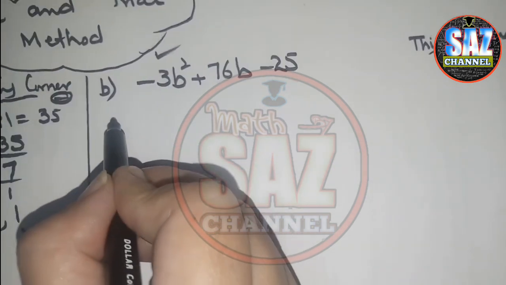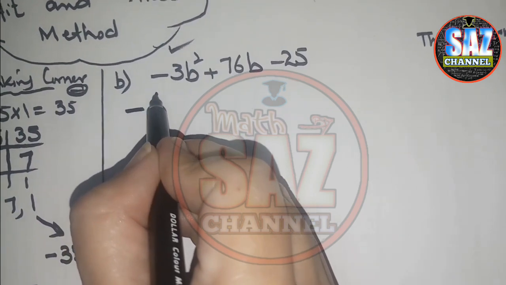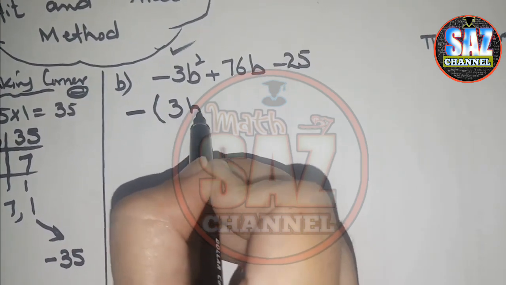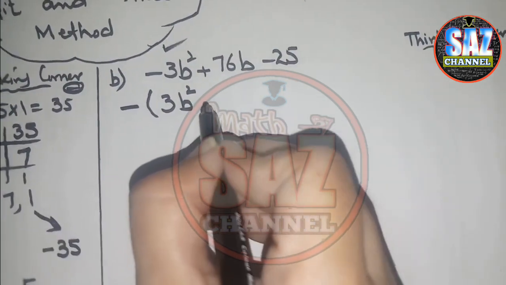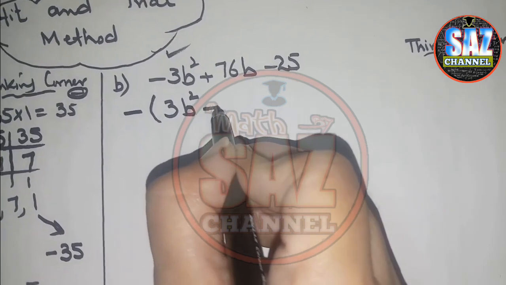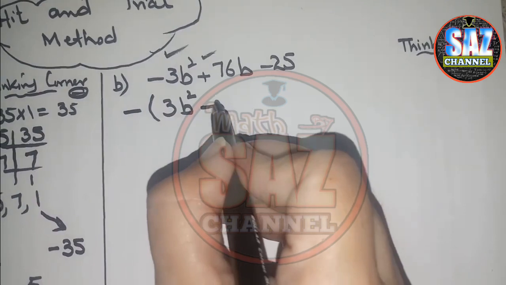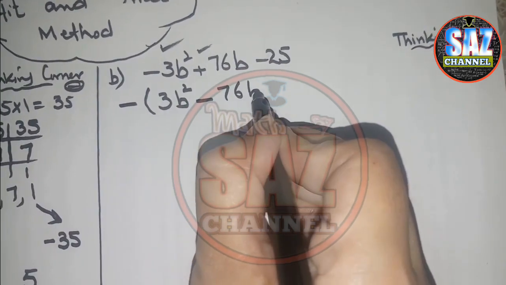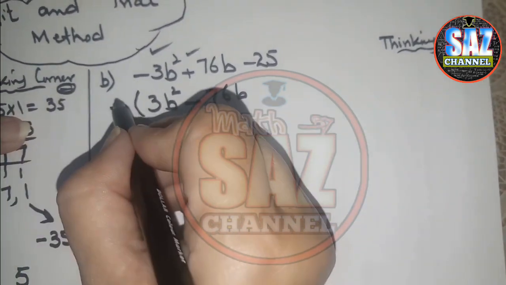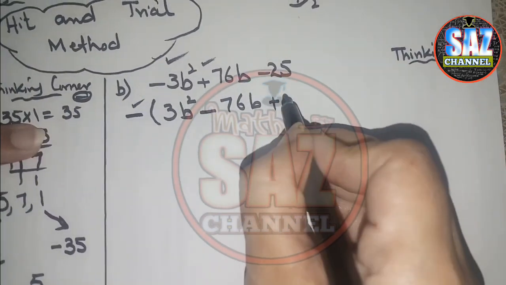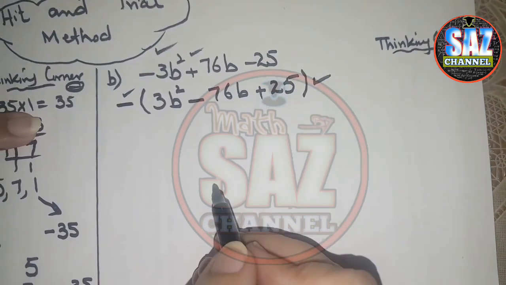But my square term has a negative sign. So what I will be doing, I will be extracting this minus sign out and I'll write 3b square, and 76b was already positive. So I should mark such a sign which after multiplication with this sign can give me this sign plus back. So I'll write 76b, and then from minus 25, minus is already taken out, so I will be marking positive 25. Yes, I hope this step is clear to you all.